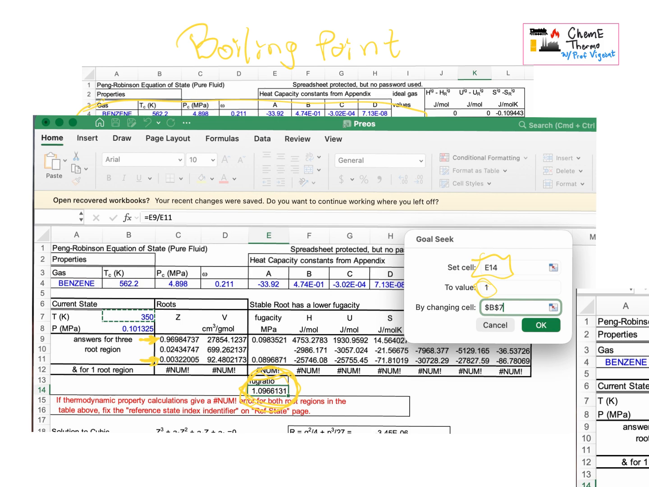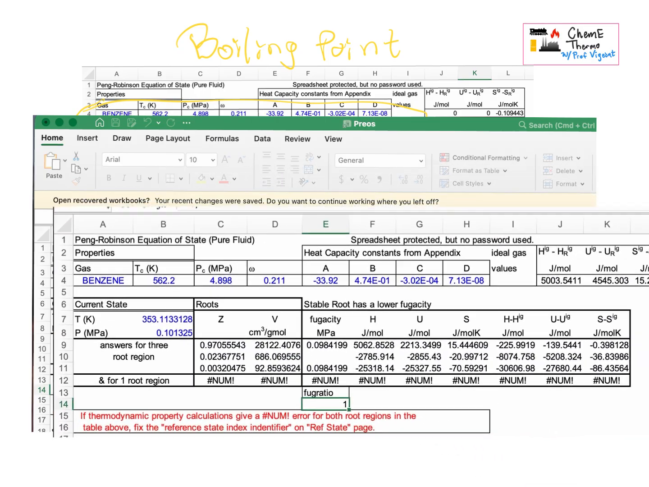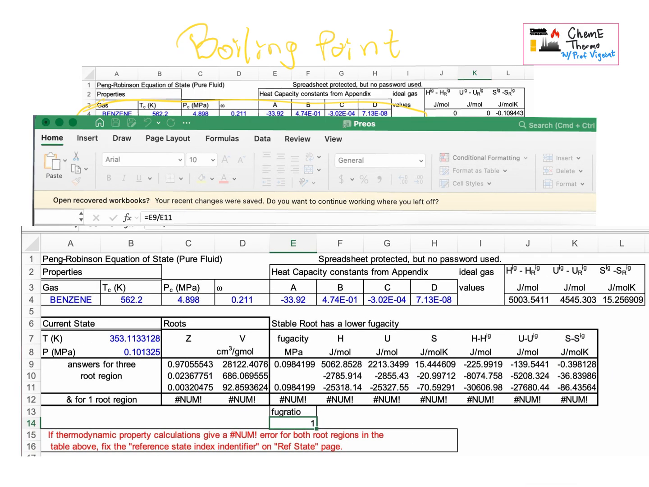So I want that to get to be 1, and I want it to get to be 1 by changing cell B7, and B7 is where the temperature is. So I'm fixing the pressure, and I'm moving the temperature around till I get an answer that gives me 1. And so I run that, and then it says, hey, is this answer good? And I'm like, yes. So you see my fugacity ratio is exactly 1.